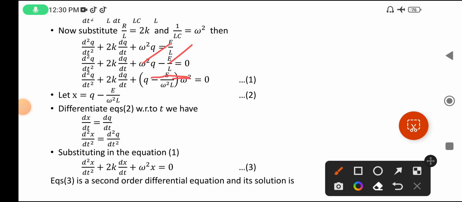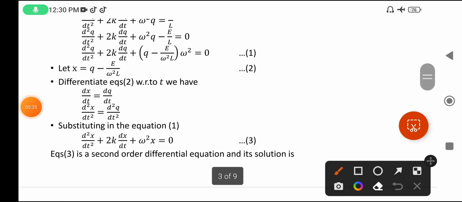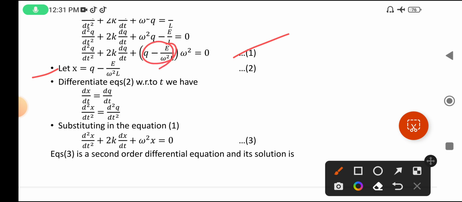If you multiply this again inside it, you get this same one again. So check whether it is correct or not. Now let this be equation number 1. Now let x equals q minus E by omega square into L. Let this box be simply x, and differentiate this equation one time, you can get like this.